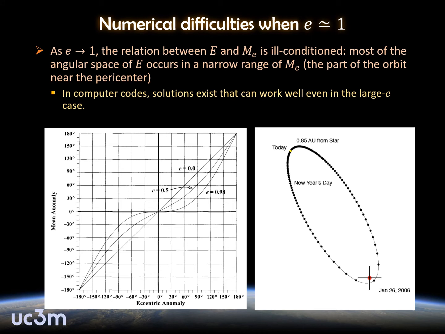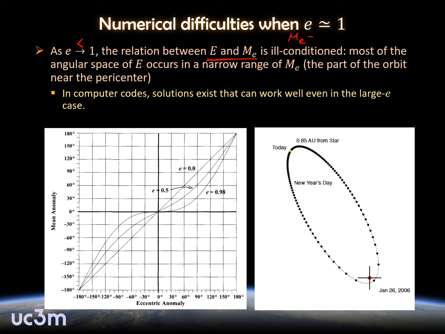Before we close the elliptic case, I want to tell you about the problems that exist when the eccentricity of the orbit is very large. Here we are concerned about cases which are still elliptic, with an eccentricity smaller than 1, but quite close to 1. The problem is that in those cases, the relation between E and M is not so well conditioned.